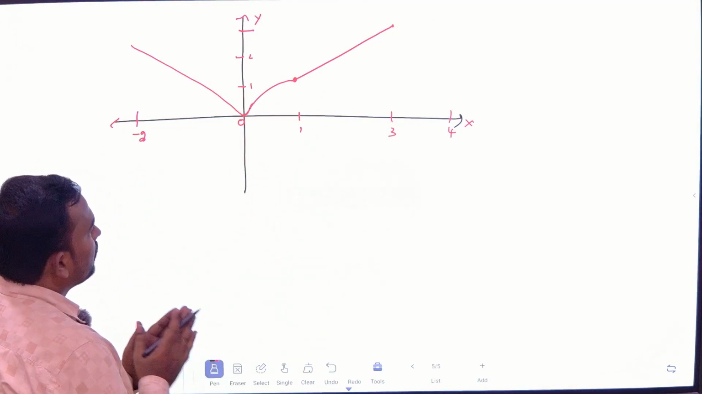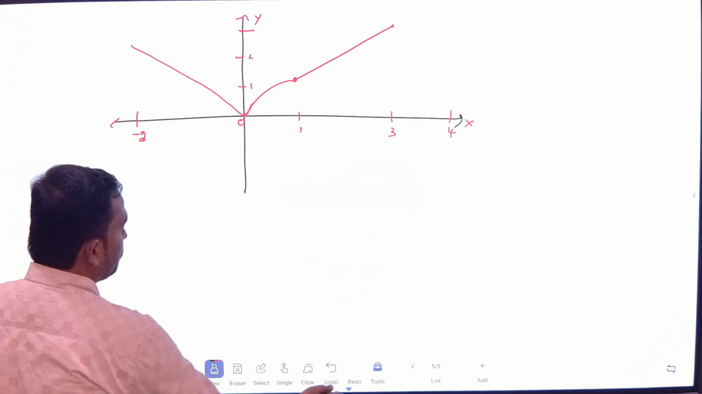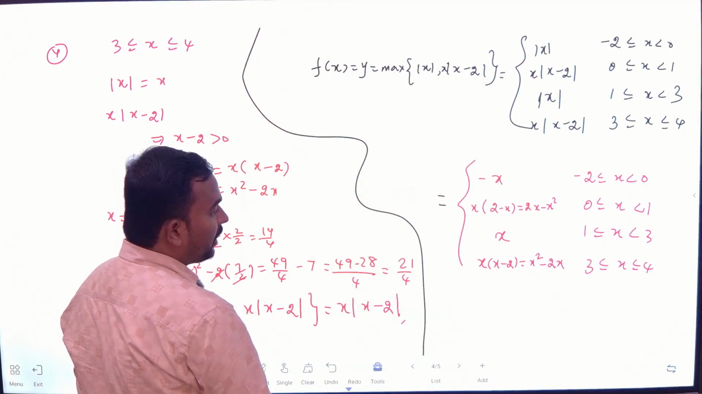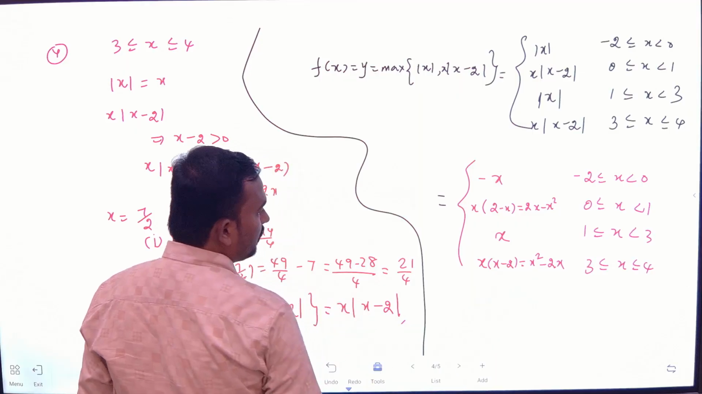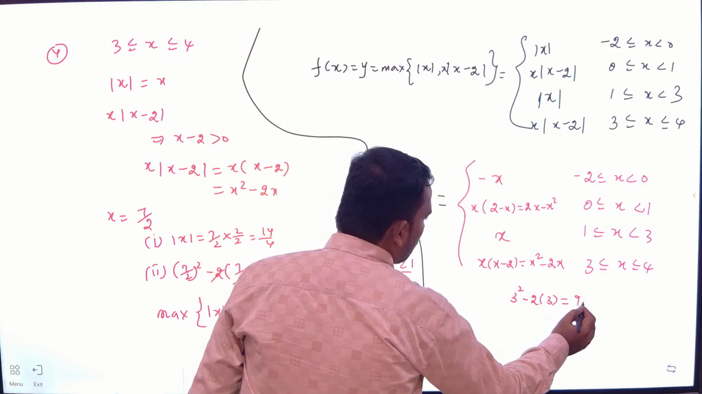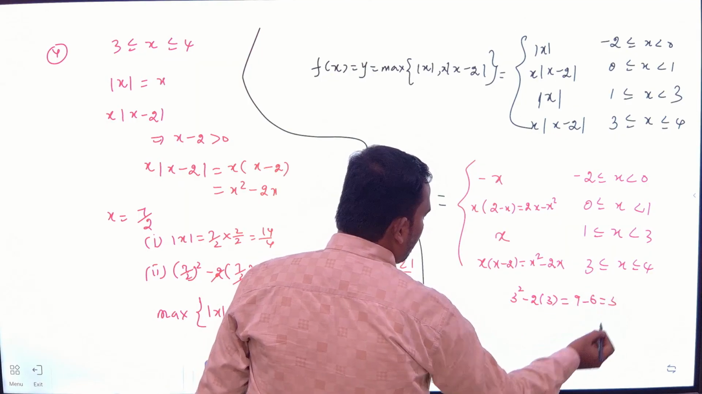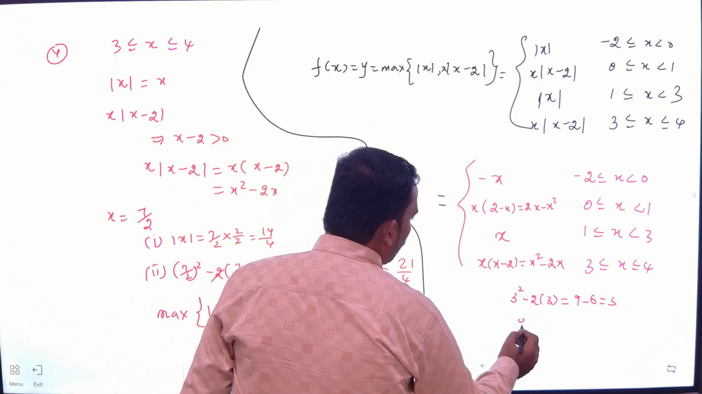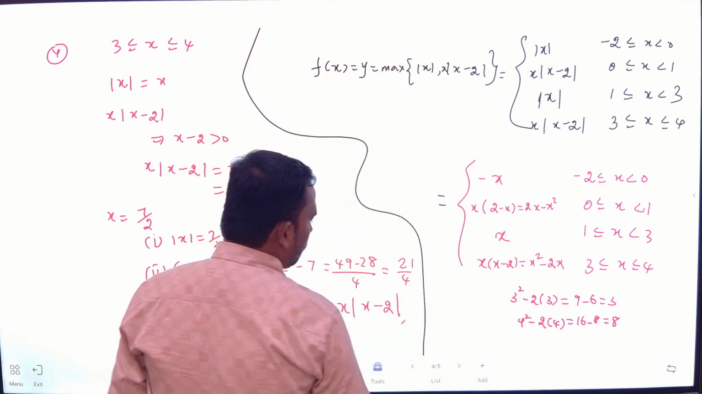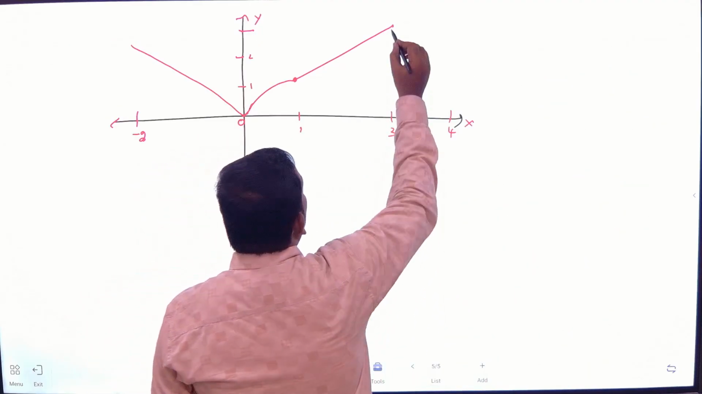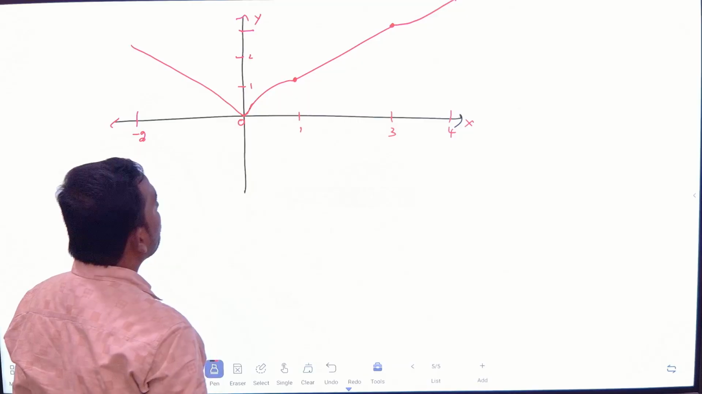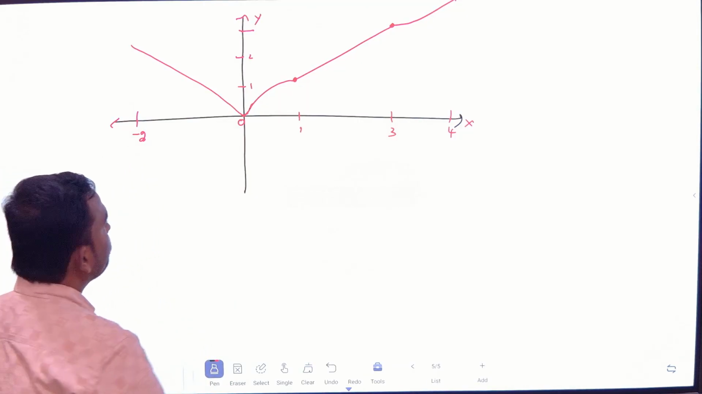Okay. Next, 3 to 4. You can see 3 to 4 is again a parabola. It is an upward parabola because A is positive, right? If you put 3 here, what is the minimum? 3 square minus 2 into 3, it is 9 minus 6, so 3, right? If I put 4 here, 4 square minus 2 into 4, it is 16 minus 8, it is 8. 3 and 8 are the possibilities. So the graph will be like this. Okay, this is your graph.